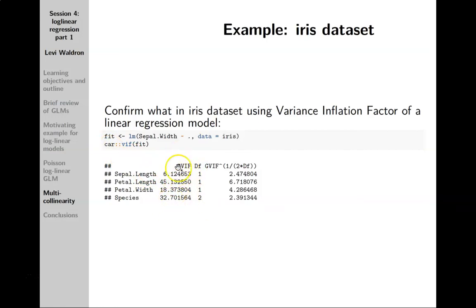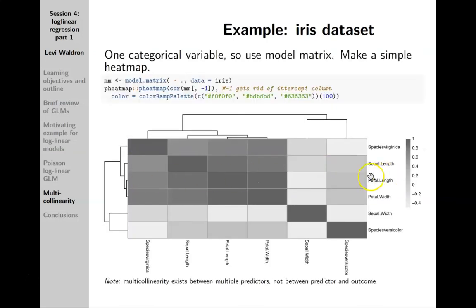telling you the main column you're interested in here is this generalized variance inflation factor. These other ones are degrees of freedom and a transformation of the GVIF. This gives you an indication of how much the variance of the coefficient for this variable has been inflated by multicollinearity. So we're seeing a large variance inflation factor for petal length. And if we go back to here, we see that petal length is one that is highly collinear with petal width and several other ones.